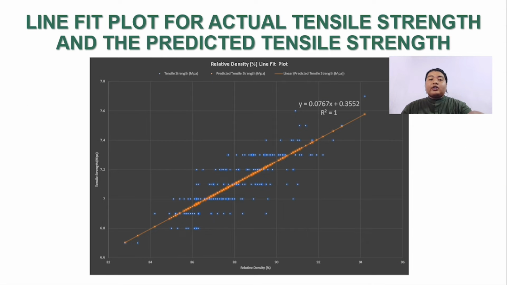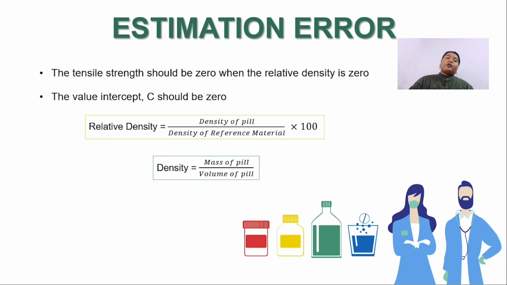Next, here is the line fit plot for the actual tensile strength and the predicted tensile strength. The blue dot represents the actual tensile strength and the orange dot represents the predicted tensile strength. From the graph, we can see that the tensile strength and the relative density are in a positive linear relationship. For estimation error, the tensile strength should be 0 when the relative density is 0, so the intercept c should also be 0.